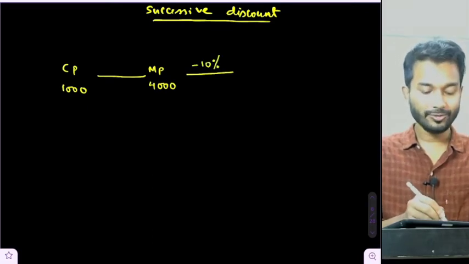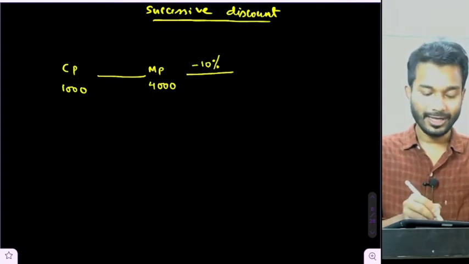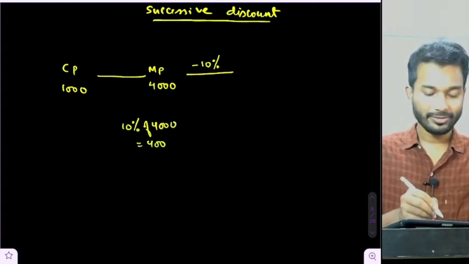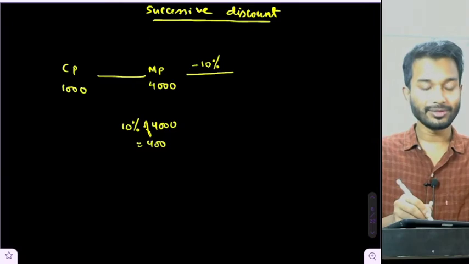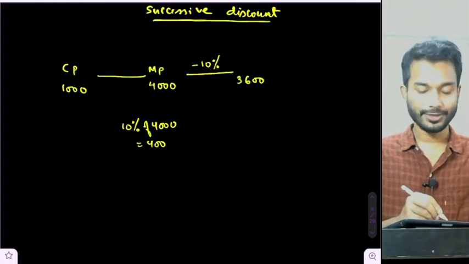10% discount means how much? 10% of 4000 rupees, not 1000. 10% of 4000 is what? It is 400 rupees discount I am giving. So at what price is the article available now? 400 will go, so it will be available for 3600 rupees.